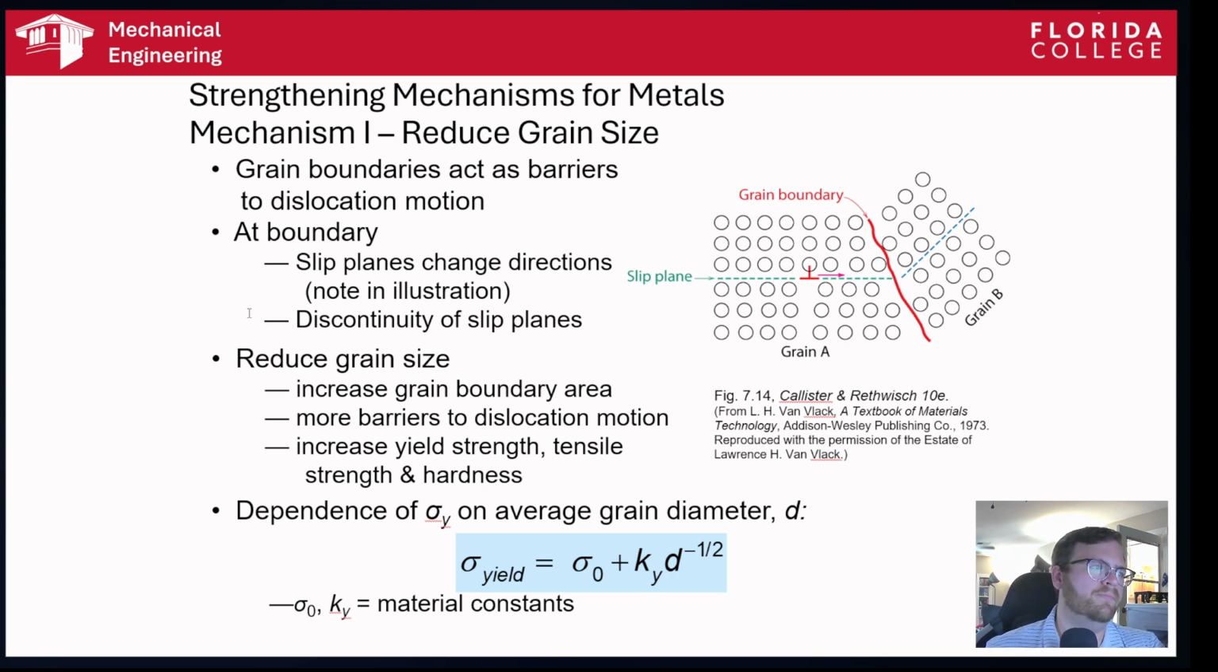And then we can actually calculate the dependence of our yield stress on the average grain diameter using this equation. Our yield stress is equal to some initial stress, some kind of initial material property, plus a material constant Ky multiplied by our grain diameter to the power of -1/2, okay? So if you were ever given a problem on this, you would be given these two constants, or you'd be given our yield stress and D, and you're asked to find them, right?